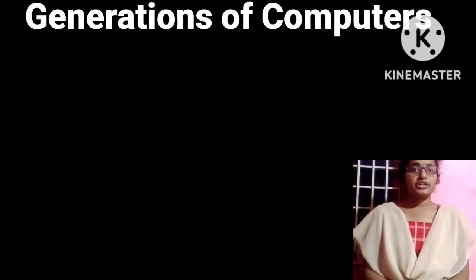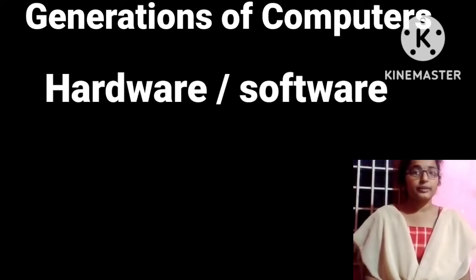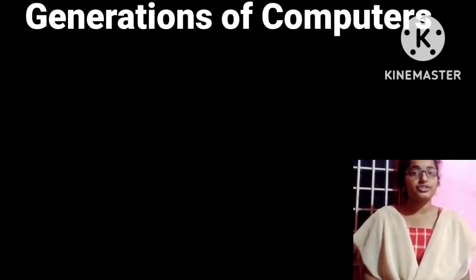Today's topic is generations of computer. Generation means the hardware and software technology used at a particular time period. According to the generation, computers are classified into five types.